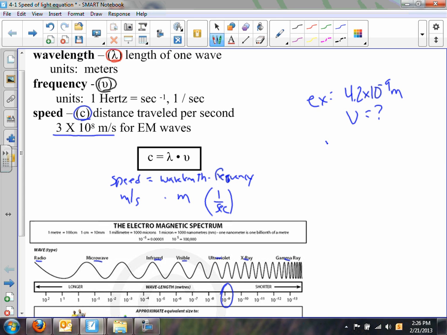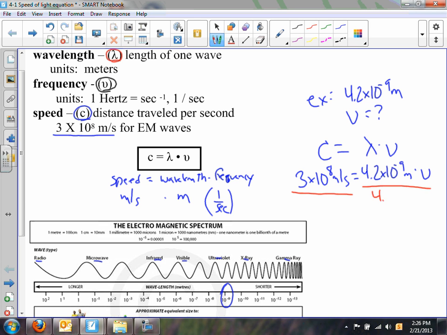Well, we can use the speed of light equation. Speed of light is wavelength times frequency, because all of the electromagnetic spectrum travels the same speed. So I know the speed is 3 times 10 to the 8th meters per second. That equals the wavelength, 4.2 times 10 to the negative 9th meters, times frequency. If you divide both sides by 4.2 times 10 to the negative 9th meters, we're left with frequency on the one side. Meters cancel out, and you're left with 1 over seconds.